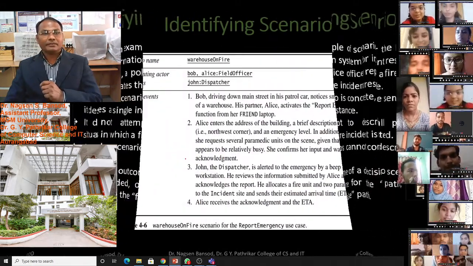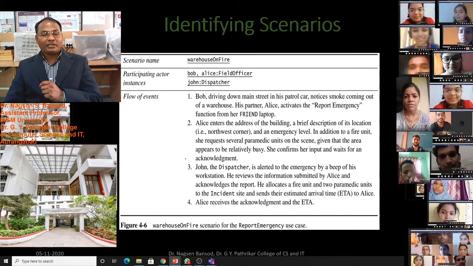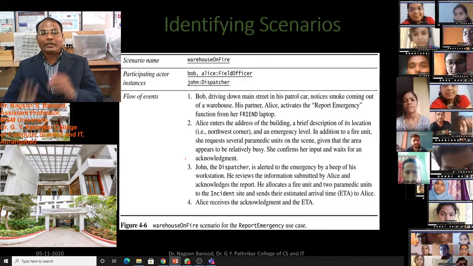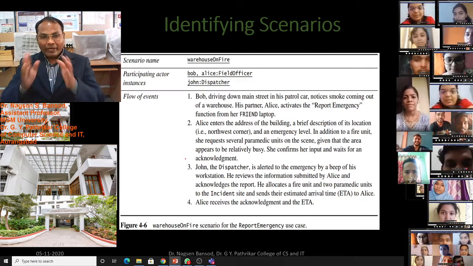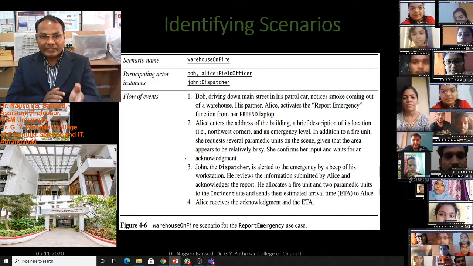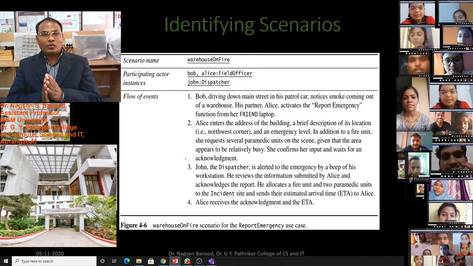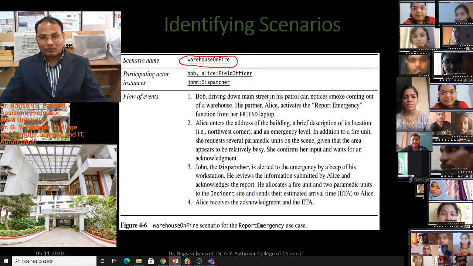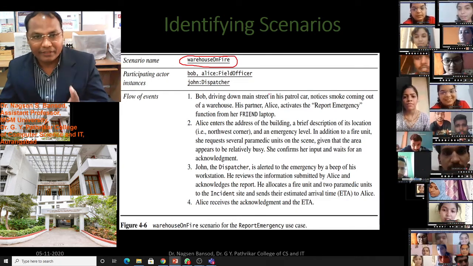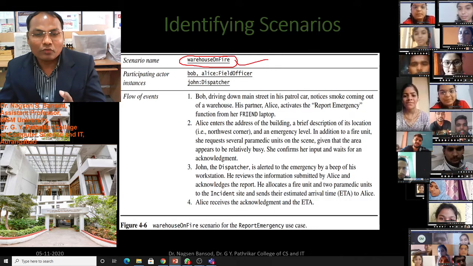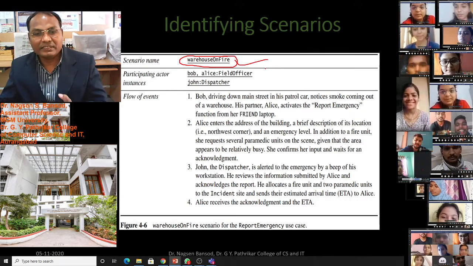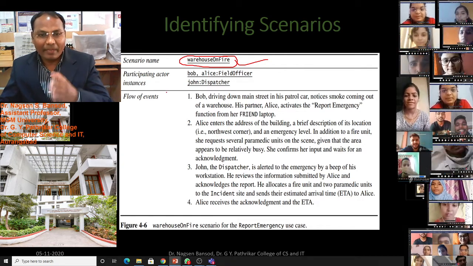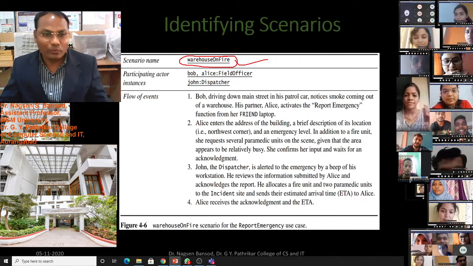You see the example, figure 4.6: warehouse on fire, scenario for the report emergency use case. We have given one name to this scenario. The name of the scenario is warehouse on fire. There is a story behind this name. This is called a scenario. You see all things happen step by step in a scenario.